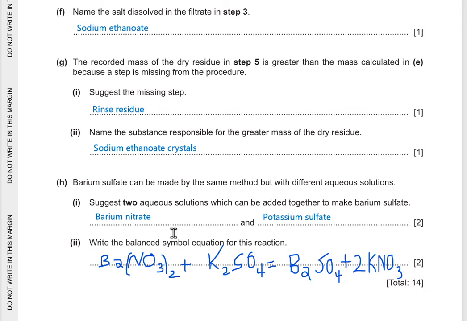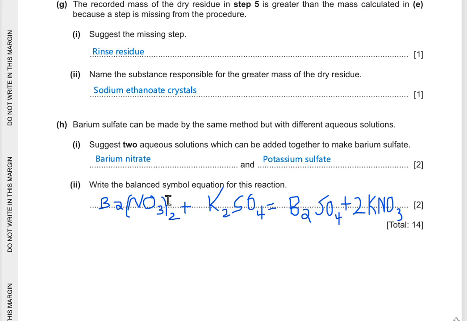Barium sulfate can be made by the same method but with different aqueous solutions. So it suggests two aqueous solutions which can be added together to make barium sulfate. So you've got barium nitrate, soluble, and potassium sulfate. They both have to be soluble and they both have to include barium and sulfate at the same time. Write the balanced symbol equation for this reaction.